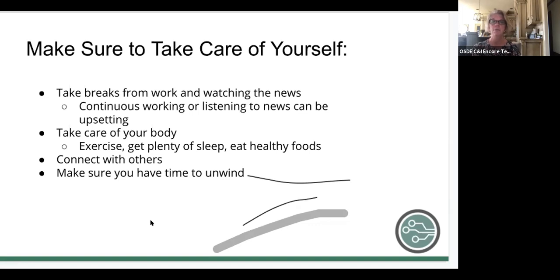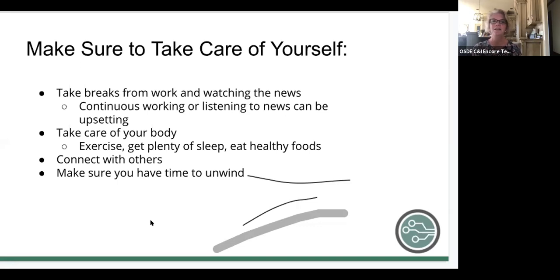I know that my days have just flown by while sitting here in front of a computer, and sometimes I'll look up and I haven't even had a chance to eat lunch, or hours fly by so quickly. So make sure that you're taking breaks from work. Sometimes even take breaks from watching the news. When we start to hear all of these numbers and statistics, our stress level goes up, and you have to have time to get away and take care of yourself, take care of your body.